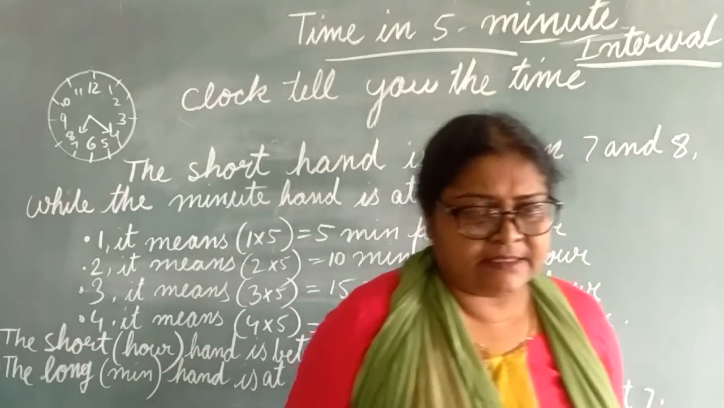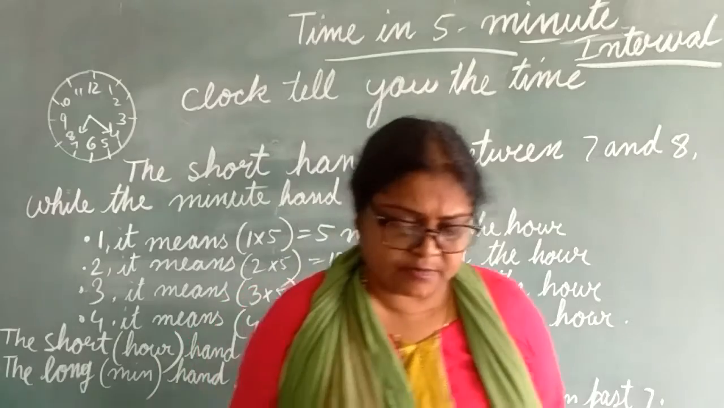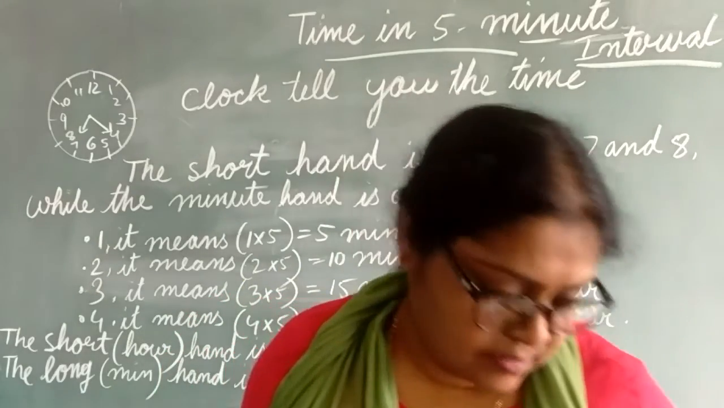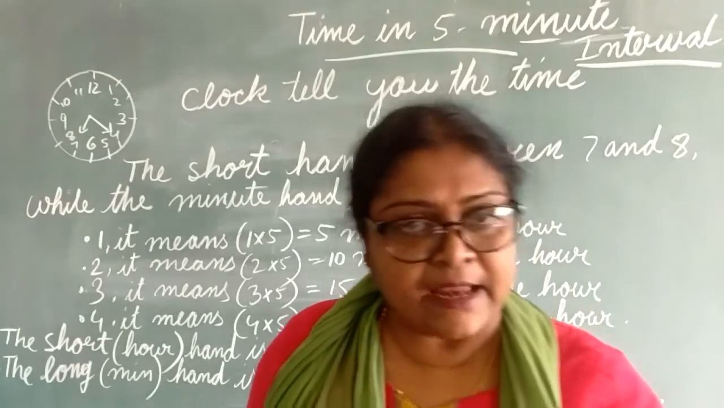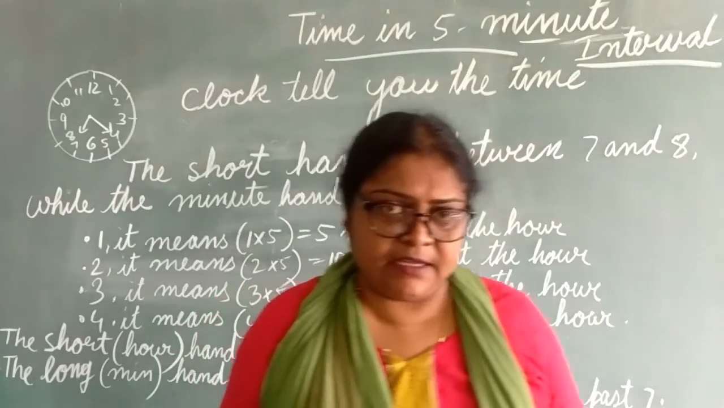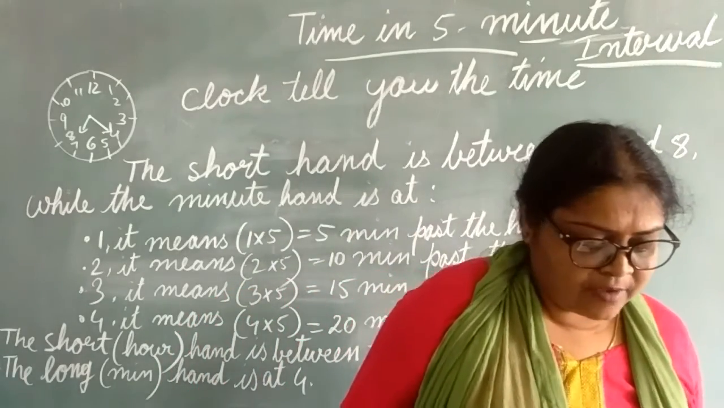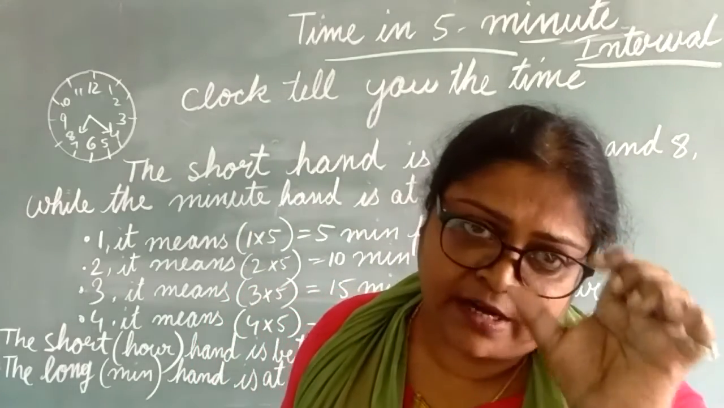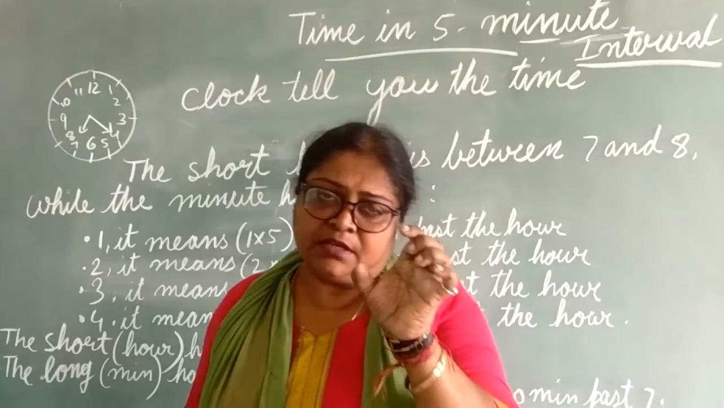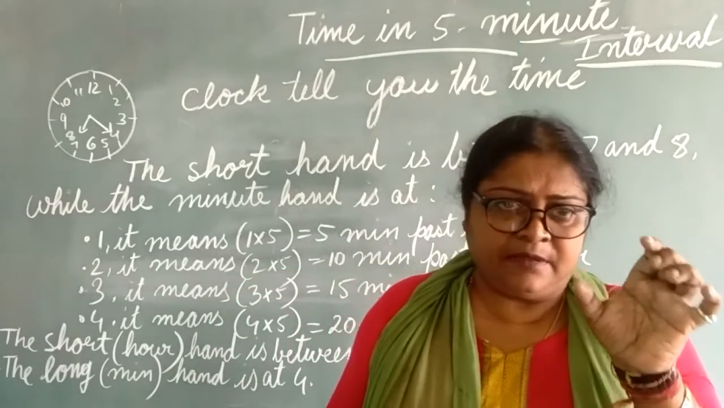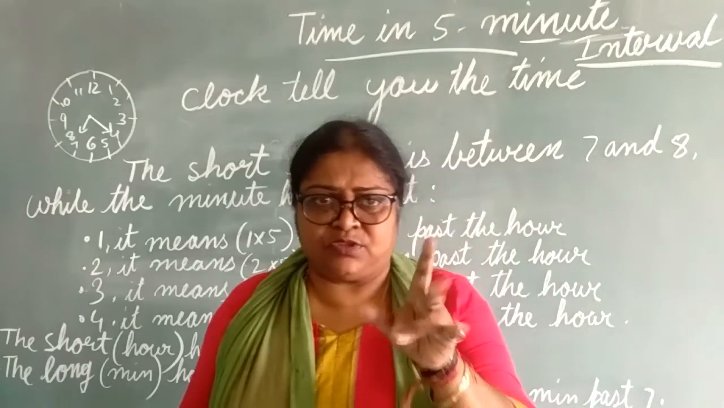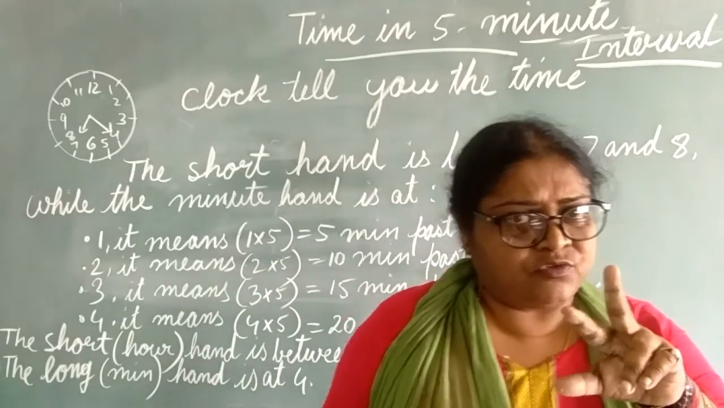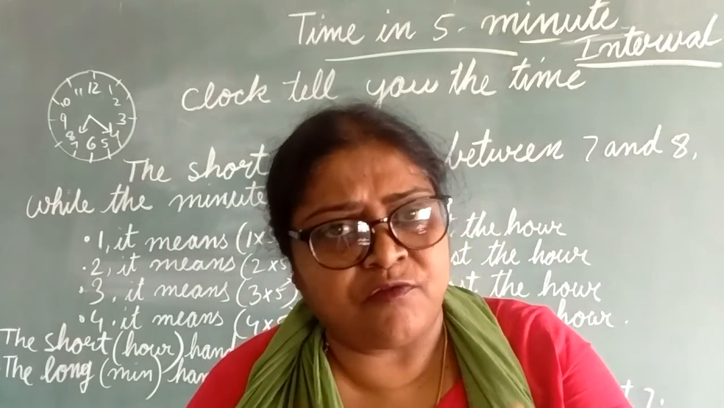So which one is the minute hand? The hour hand is the smaller one, the minute hand is the longer one, and the second hand is the very thin hand. One more thing you learned about the clock is the interval between neighboring numbers. Suppose you think of 12 and 1. They are neighboring numbers. The neighbor of 12 is 1, and the neighbor of 1 is 2.